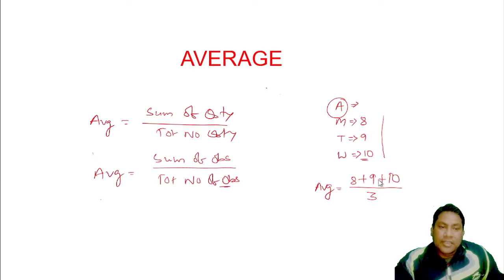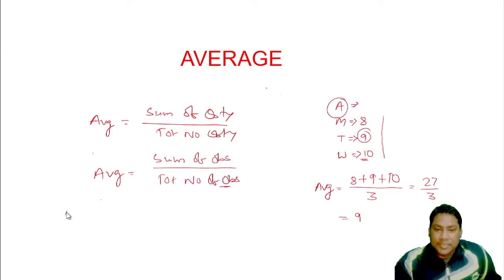Now we will sum these numbers: 8 and 9, 17 and 10, 27, divided by 3. If we divide it, it will become 9. 9 3s are 27. So the average study hour of Mr. A is 9 hours. Let us take an example of another question.